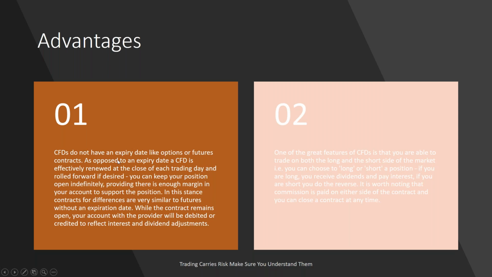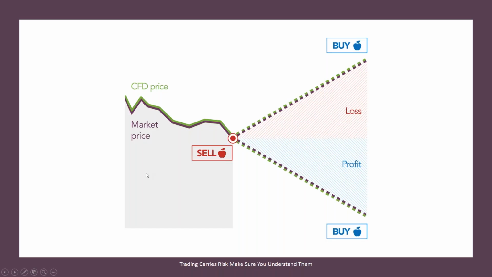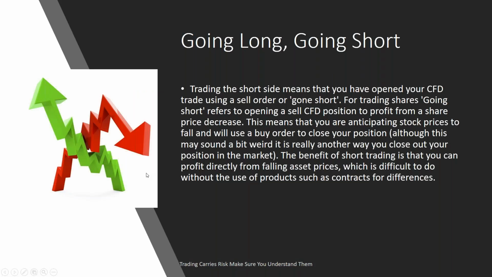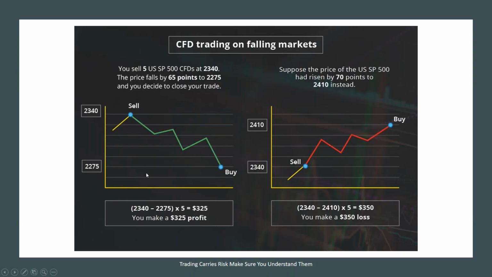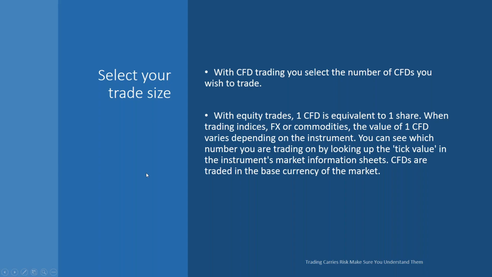Now, CFDs do not have an expiry date like options or future contracts. Opposed to an expiry date, a CFD is effectively renewed at the close of each trading day and rolled forward, but there's nothing you have to do about it. Now, again, one of the biggest advantages, you can go long or go short. So you can make profit in a falling market as well as profit in a rising market.